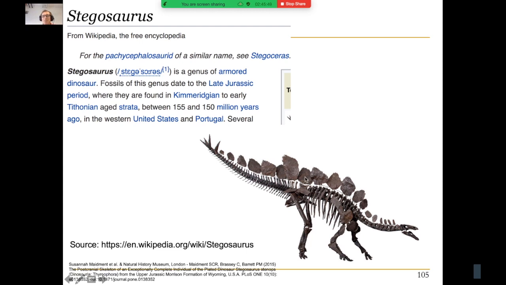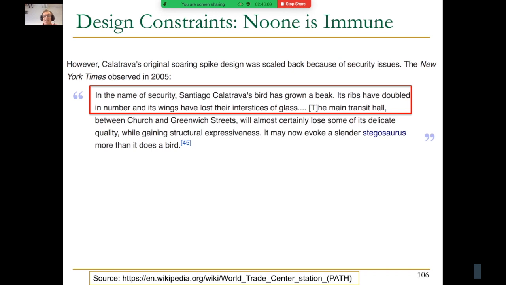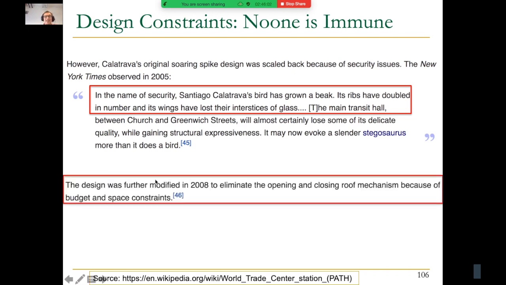I'm assuming this person is not using it in the best possible context when they're criticizing the design to resemble a Stegosaurus. Okay, anyway, there are a lot of jokes clearly, but design constraints are real over here. And then the design was further modified to eliminate the opening and closing of the roof mechanism because of budget and space constraints, which was really envisioned by the architect.